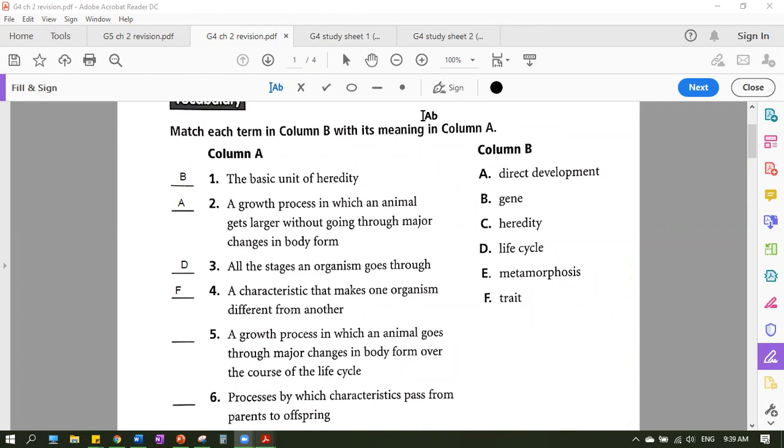So in this revision sheet, guys, because it's on chapter 2, you will have some new terms. You can add them to your knowledge today, but they are also important because you will learn about them next year. So what do we mean by a trait?